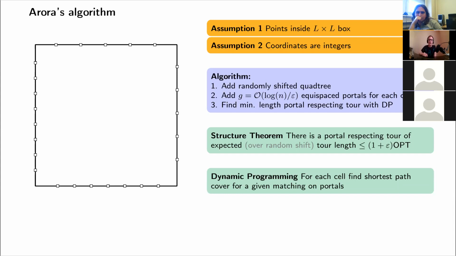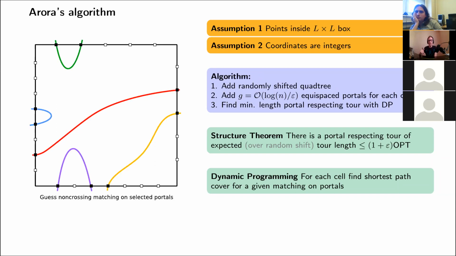So here is a cell of a quad tree. What we need to do is guess through which portals this path cover will go through. Let's say these are these black portals, and we need to select them out of log n over epsilon portals. That's the number of equispaced portals that we have selected. And also what we need to guess is the matching on these portals, a non-crossing matching. We are only interested in non-crossing matchings because we are solving the TSP.